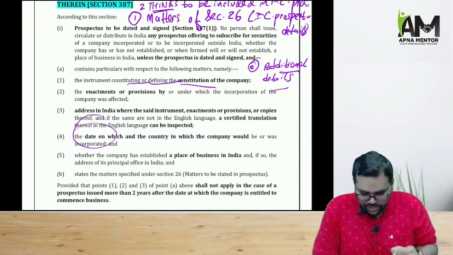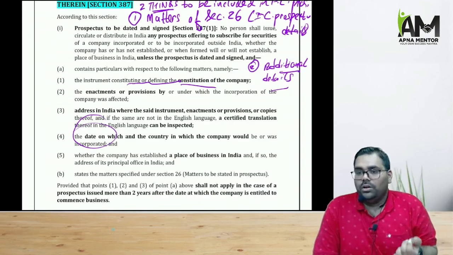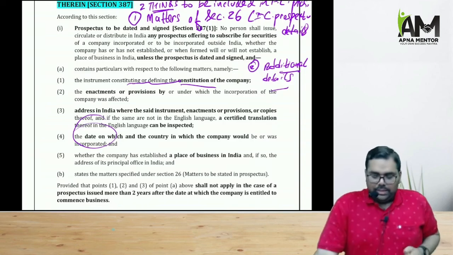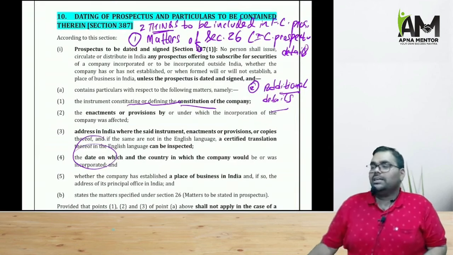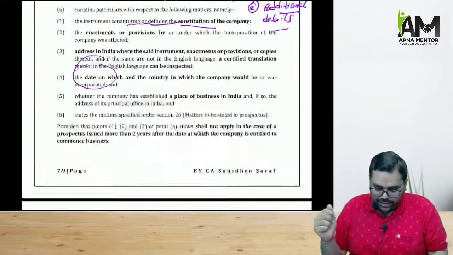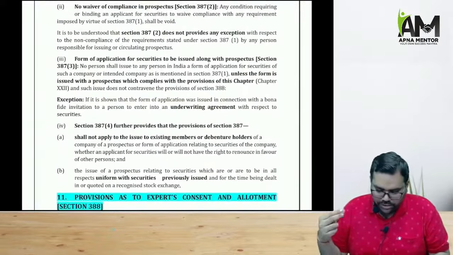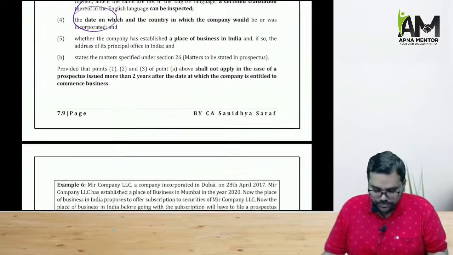So all these details will go in the prospectus. Very simple. The prospectus of a foreign company will consist of two details. What are the two details the prospectus of a foreign company will consist of?